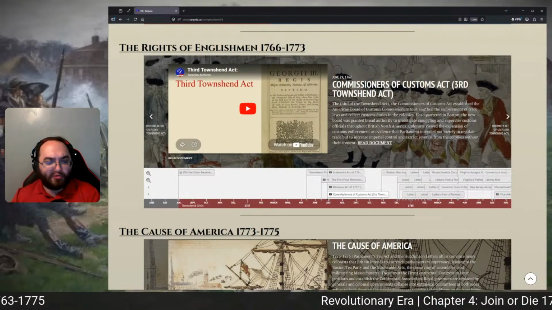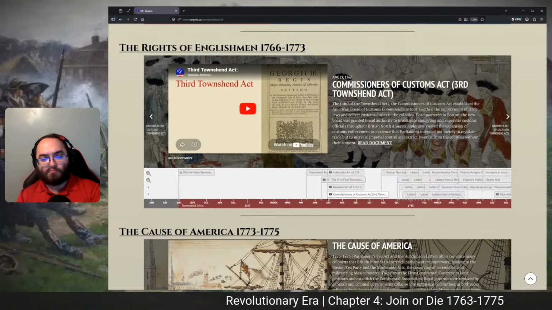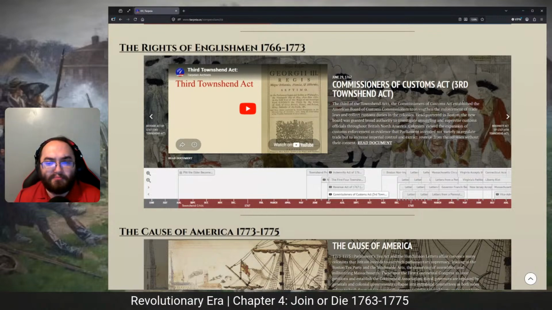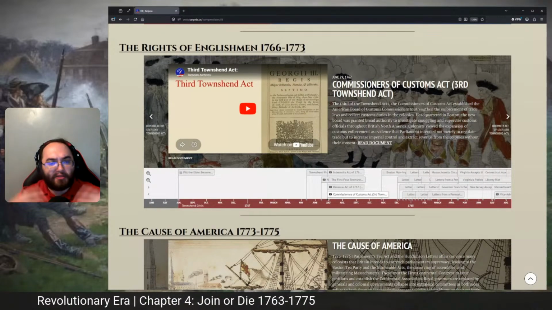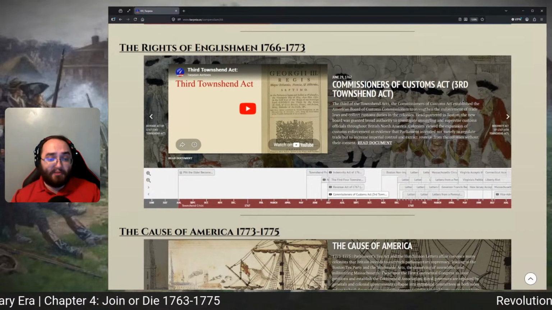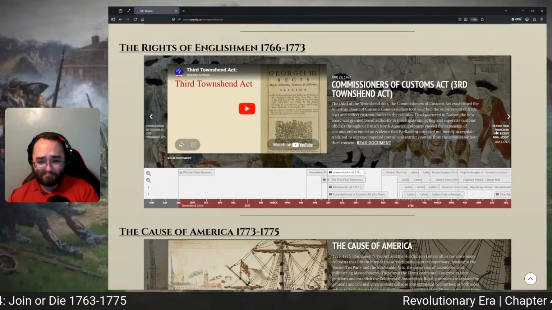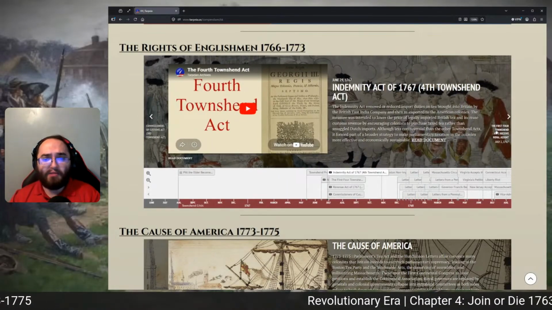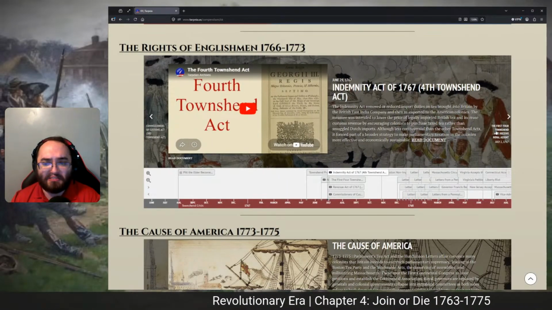Then you have the Third Townshend Act, which is the Commissioners of Customs Act. This is to strengthen the enforcement of the Second Townshend Act. Then you have the Indemnity Act of 1767.